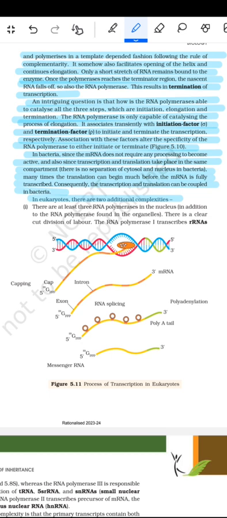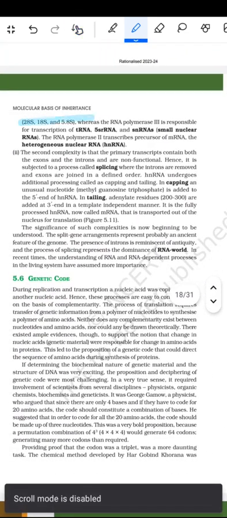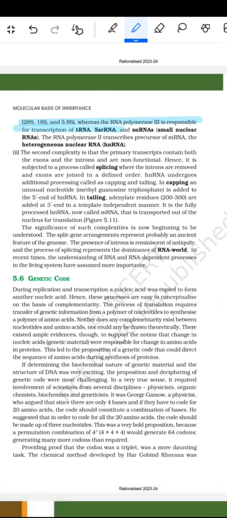In eukaryotes, there are two additional complexities. There are at least three RNA polymerases in the nucleus in addition to the RNA polymerase found in organelles. There is a clear-cut division of labour. The RNA polymerase I transcribes rRNAs 28S, 18S, and 5.8S. The RNA polymerase III is responsible for the transcription of the tRNA, 5S rRNA, and snRNAs, small nuclear RNAs. The RNA polymerase II transcribes precursor of the mRNA, the heterogeneous nuclear RNA, hnRNA.